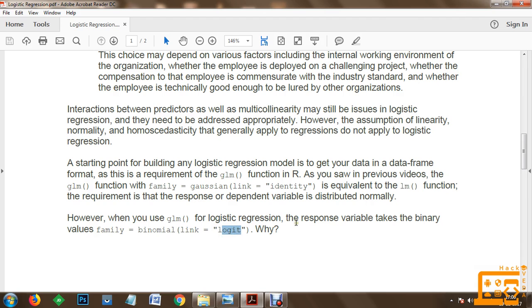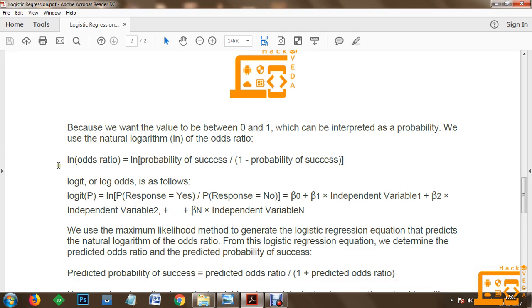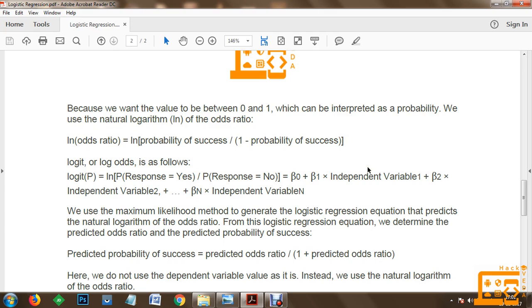Why is that so? Here, because we want the value to be between 0 and 1, we have used the function binomial. This can be interpreted as probability. We use the natural logarithm of the odds ratio, and the natural logarithm of the odds ratio is equal to the logarithm of the probability of success divided by 1 minus the probability of success. So the logit function is as follows.